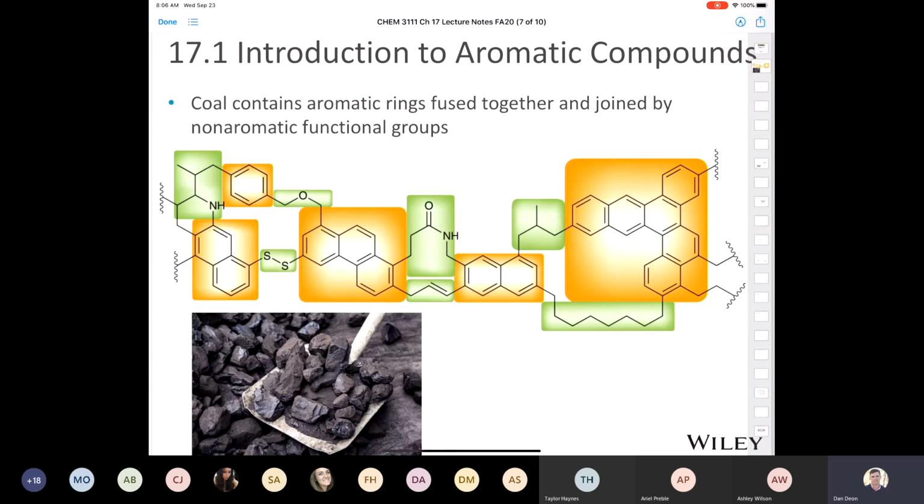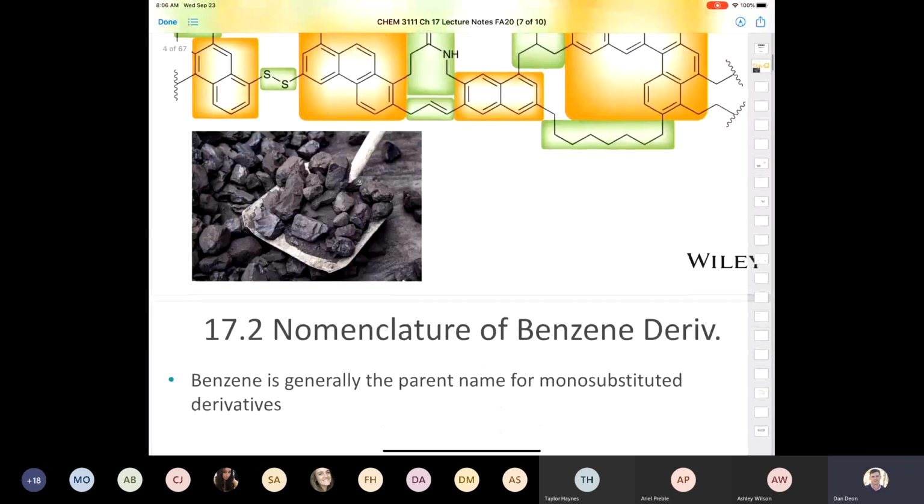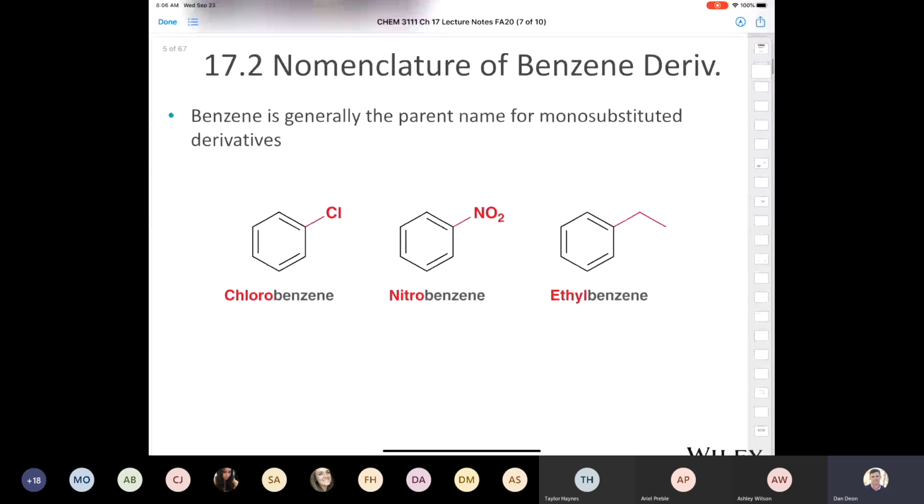And so energy is released in the form of heat, and that's how we can use coal to generate electricity. Anyhow, kind of interesting. Look at the structure of coal. Well, let's switch to section 17.2 and discuss how we name benzene derivatives.